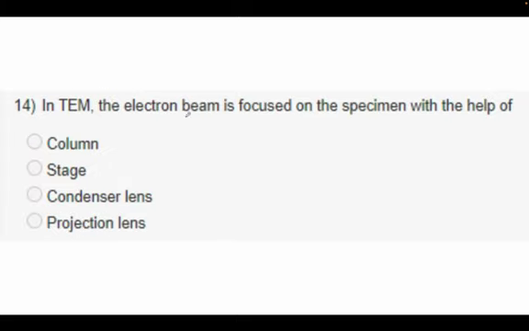In TEM, the electron beam is focused on the specimen with the help of dash. Okay, the electron beam. So this is basically analogous to the illumination in a light microscope. So that it would be focused on the specimen with the help of the condenser lens.